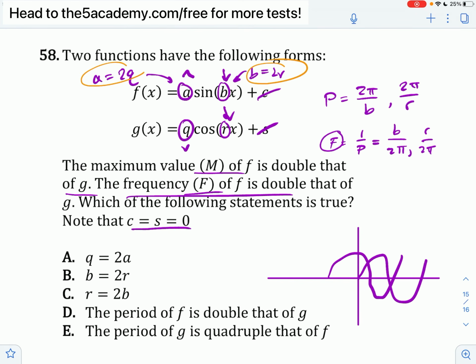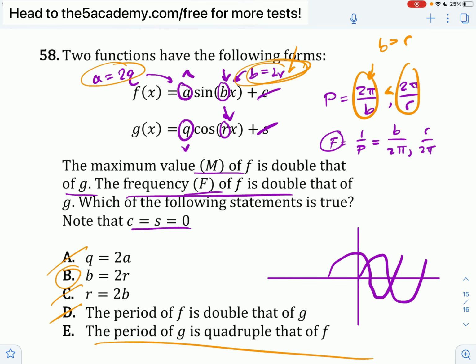B equals 2r and a equals 2q. This is out, this is out. The answer for this, we can also check D and E. So if we check D and E, let's see what we get. So the period of f is double that of g. Well, the period of f is what? 2 pi over b. So this is going to be small, this is going to be larger, because we know b is greater than r, right? B is double r. So if b is greater than r, that means that this is less than this. The period of f is half of g. The period of g is quadruple that of f. This is not a factor of 4, this is rather a factor of 2, so 4 has nothing to do with this.